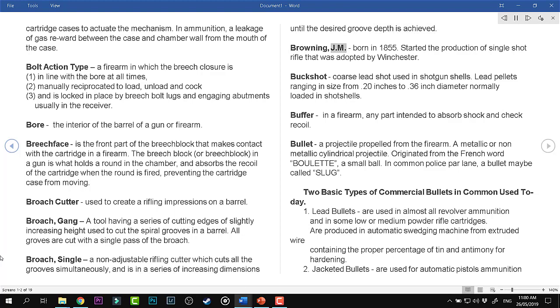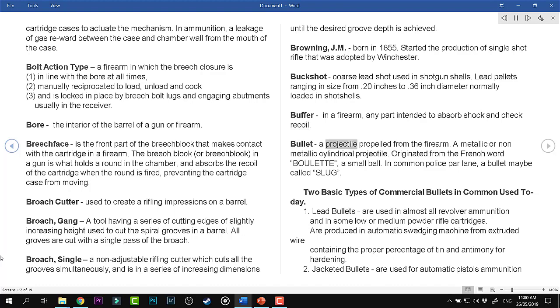Browning, J.M., born in 1855. Started the production of a single-shot rifle that was adopted by Winchester. Buckshot, coarse lead shot used in shotgun shells. Lead pellets, normally ranging in size from 0.20 inch to 0.36 inch in diameter, loaded in shot shells. Buffer, in a firearm, any part intended to absorb shock and check recoil.